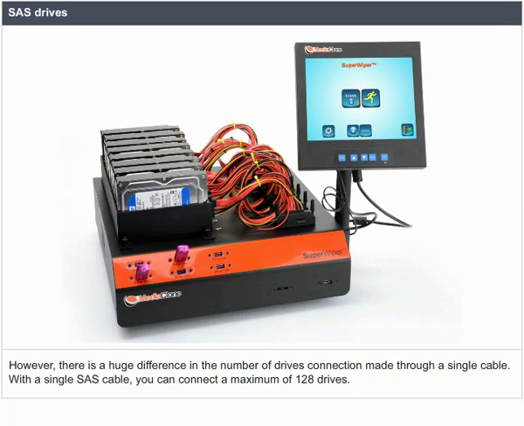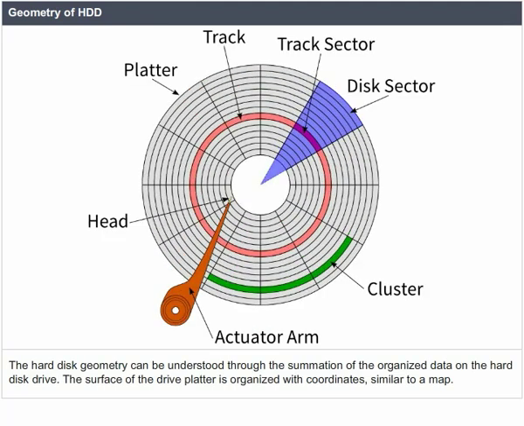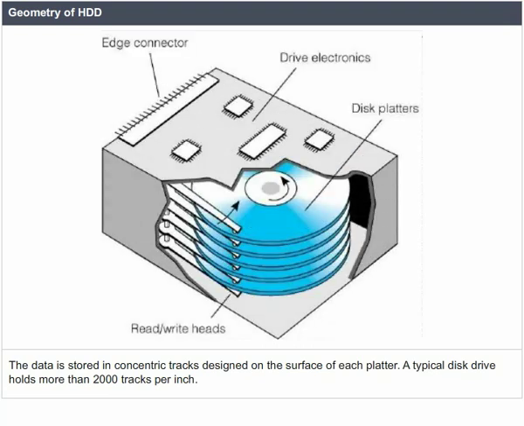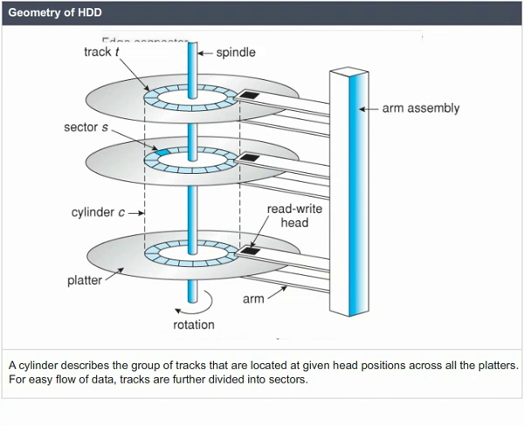Geometry of HDD. The hard disk geometry can be understood through the summation of the organized data on the hard disk drive. The surface of the drive platter is organized with coordinates similar to a map. The data is stored in concentric tracks designed on the surface of each platter. A typical disk drive holds more than 2,000 tracks per inch. A cylinder describes a group of tracks that are located at given head positions across all the platters.